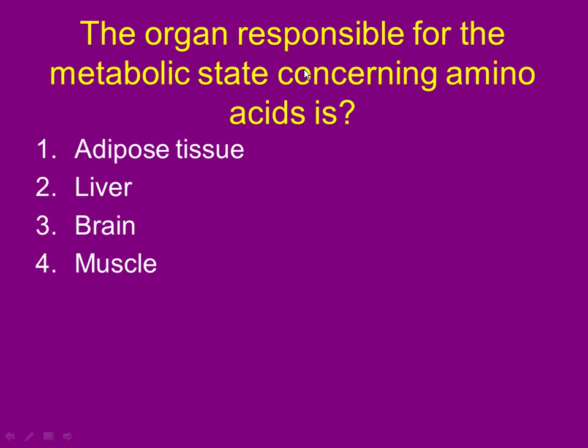Right, the organ responsible for metabolic state concerning amino acids is adipose, liver, brain, or muscle. It's the muscle, right? Adipose is primarily for fat, liver for sugar, and the brain for nothing. It's worthless.